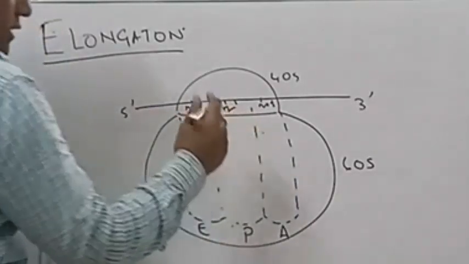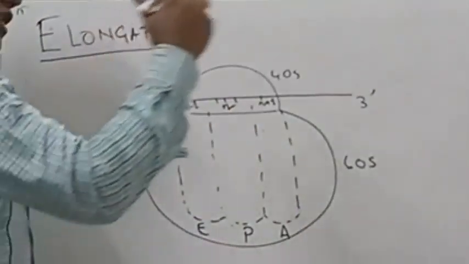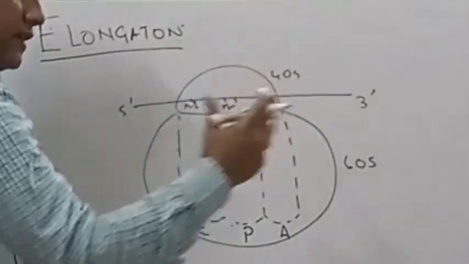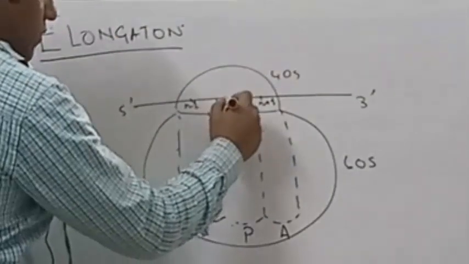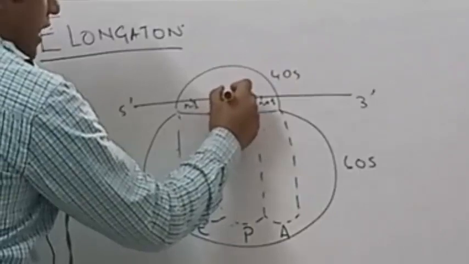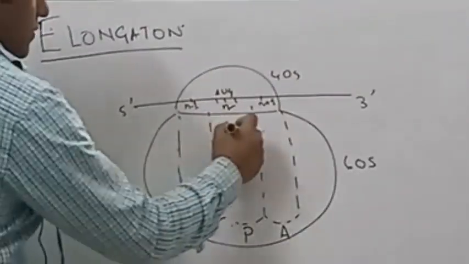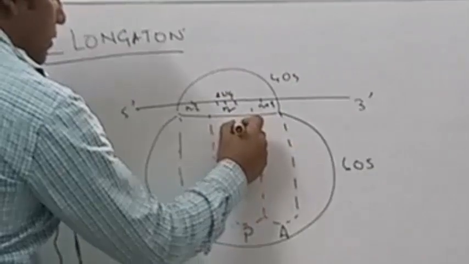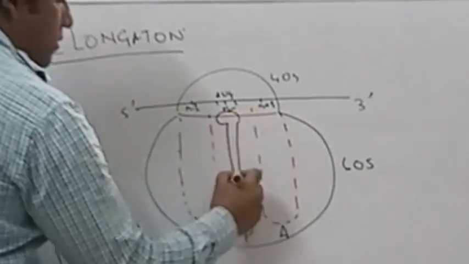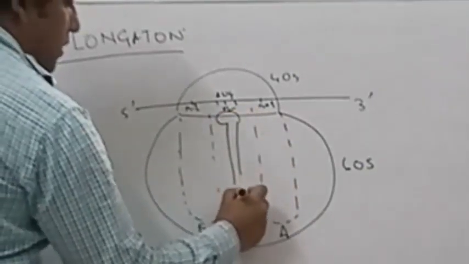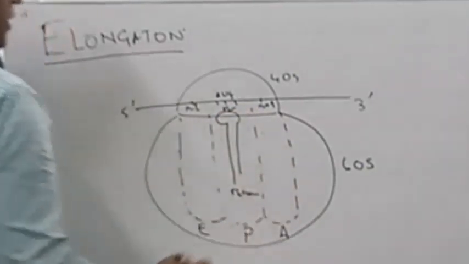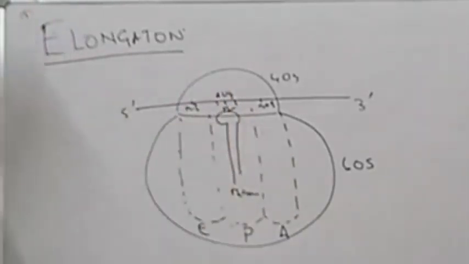Just imagine when the initiation has occurred and next the elongation process begins. Suppose this was AUG, so the initiator methionine tRNA is attached here.